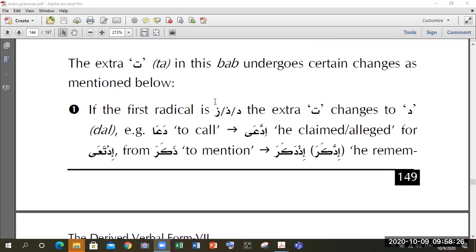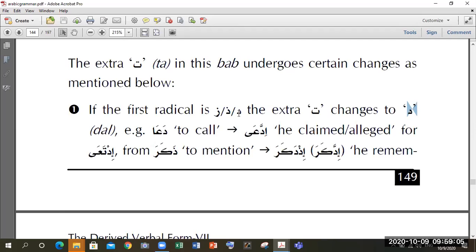So sometimes, if the root word of the verb we are discussing carries a dal as a root word, if the first radical in the root word is dal, zal, or tha, then this extra ta changes to dal only. We will not add ta, we will add dal.